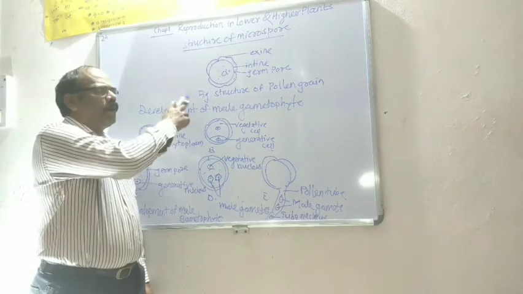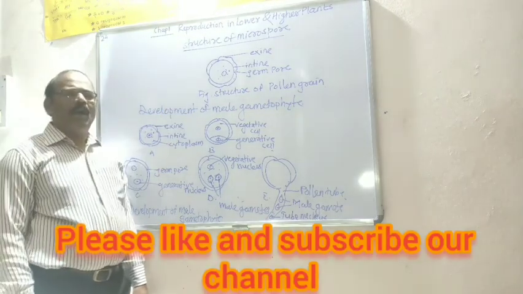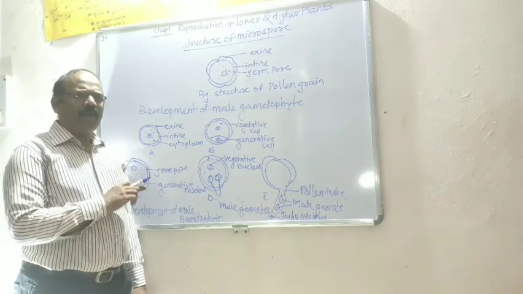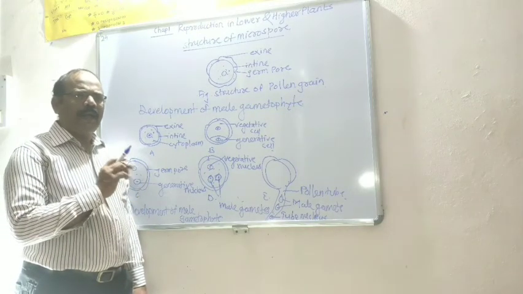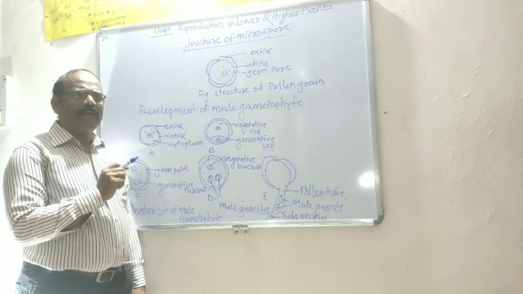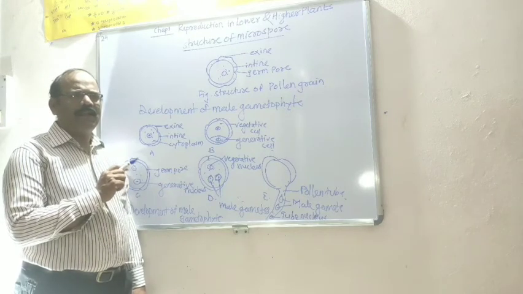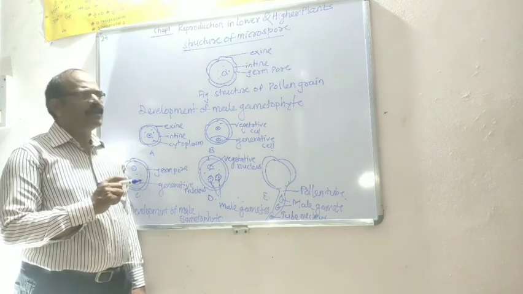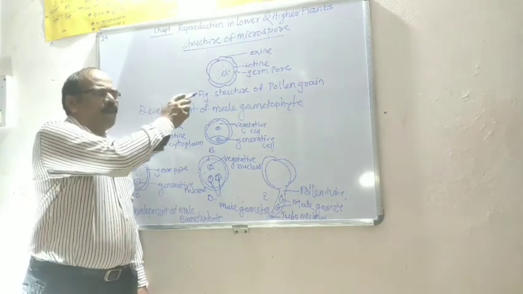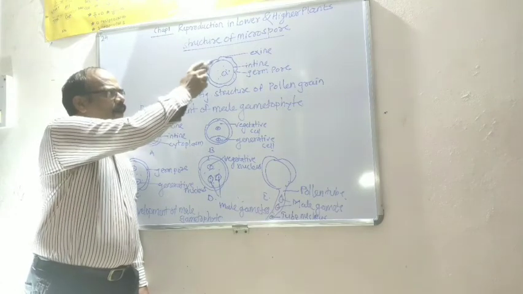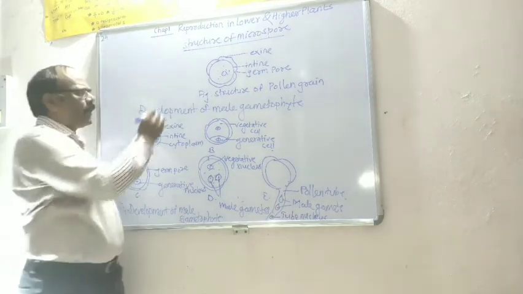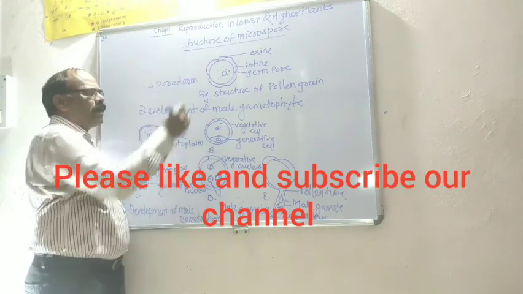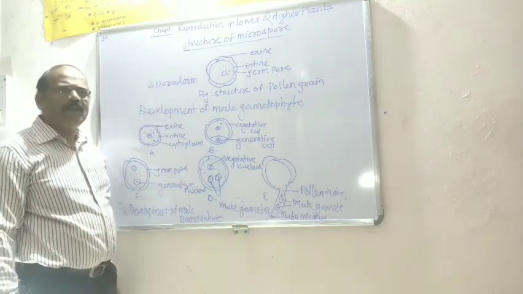Microspore or pollen grain is initially non-motile and haploid, having a single nucleus. This microspore or pollen grain is surrounded by a double-walled layer. That layer is called the sporoderm.